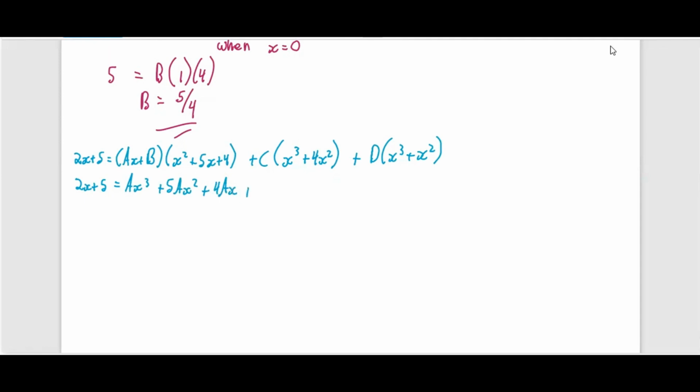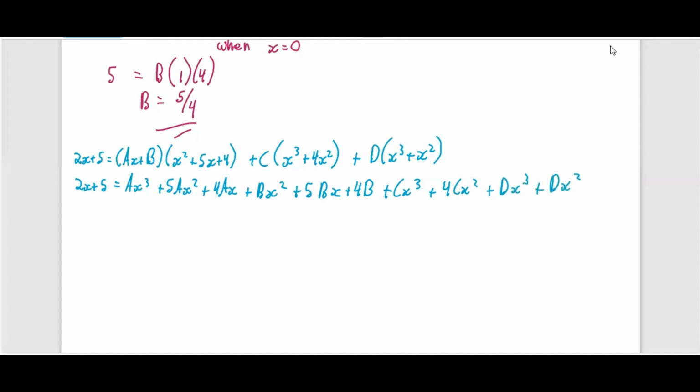Then b by x squared will be bx squared. B by 5x will be plus 5bx. And b by 4 will be plus 4b. Yeah, I think that's all. And then the c now will be plus cx cubed plus 4cx squared, and plus dx cubed plus dx squared.